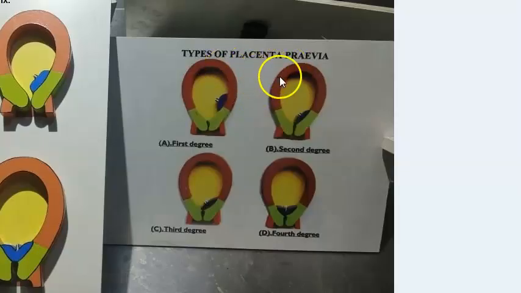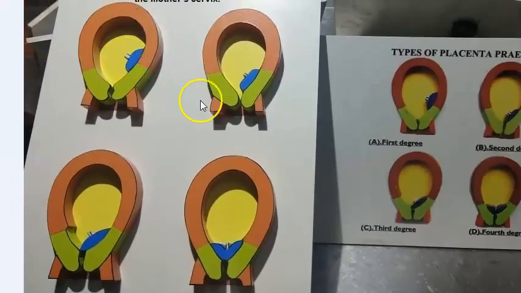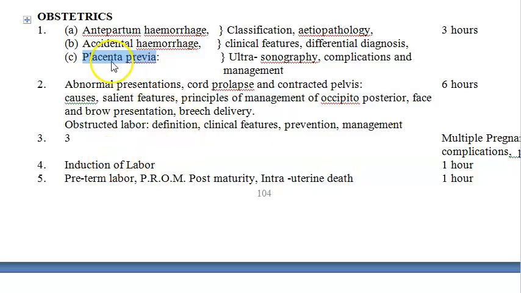So here you can see the placenta covers the opening in the mother's cervix. So here you have the placenta previa, first degree, second degree, third degree and fourth degree. A better photo is there here. Look at this. First degree, second degree, third degree, fourth degree. Placenta previa. Okay, then abnormal presentation, prolapse of the umbilical cord, contracted pelvis. All this you should know. How will you manage breech delivery, face and brow presentation? Right? All this you should know.